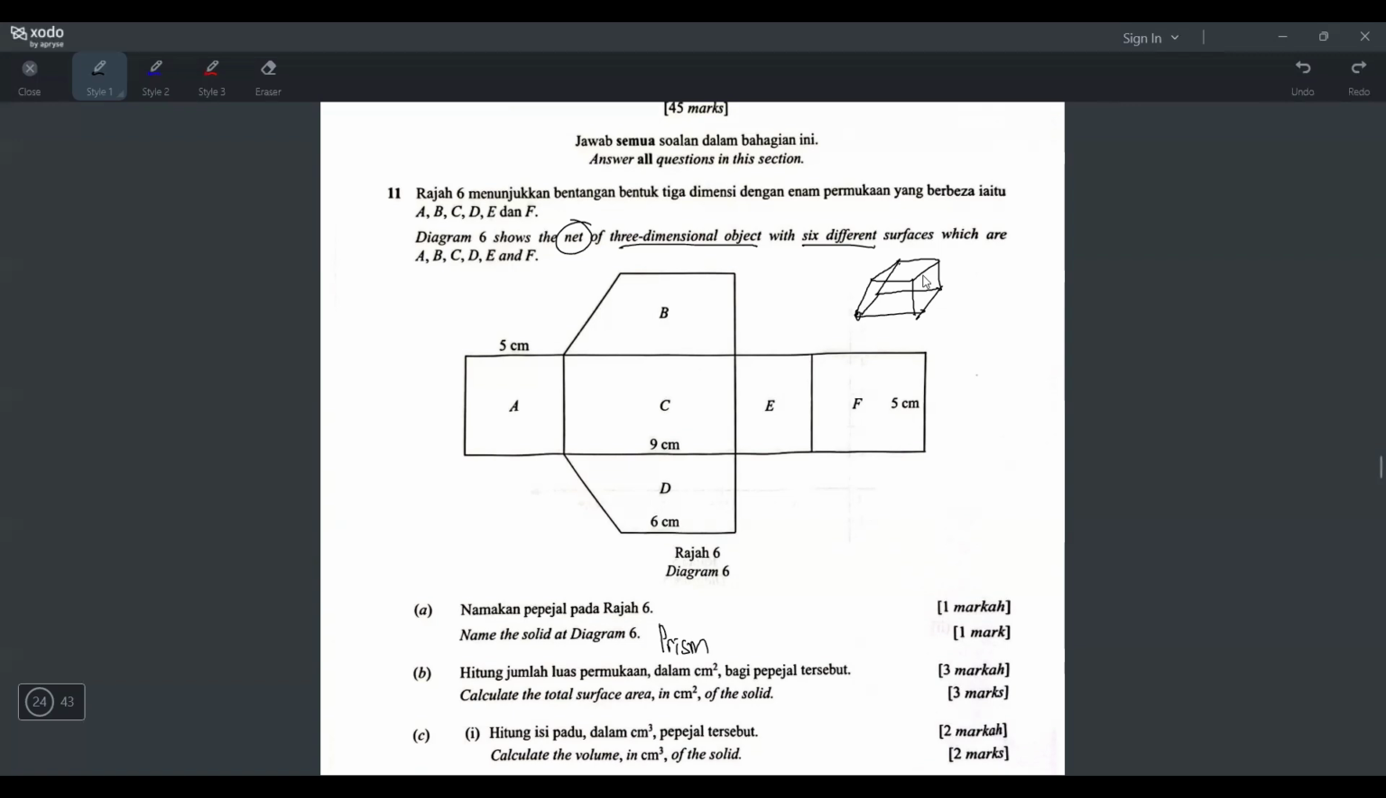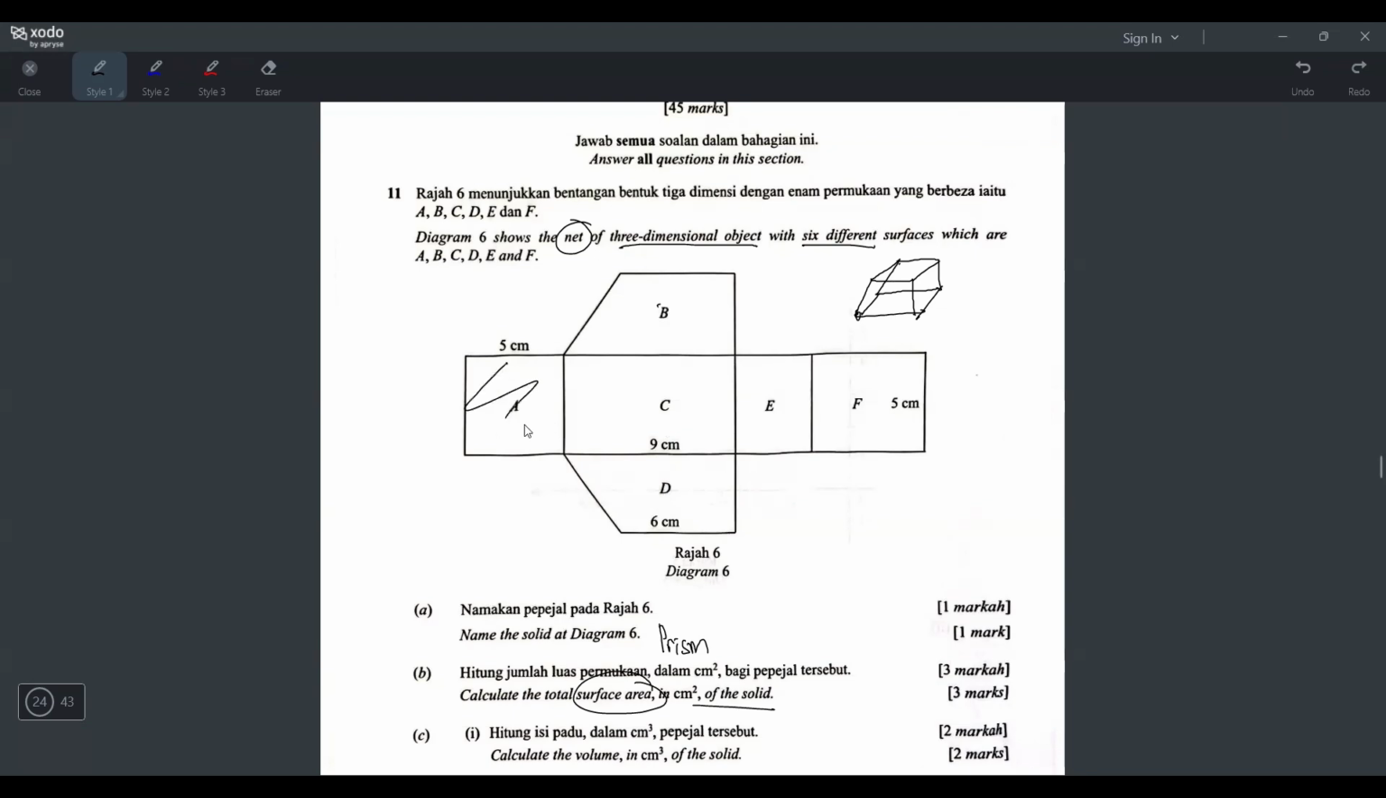Okay. So now let's do B. B, it says calculate the total surface area of the solid. Right. Total surface area means jumlah luas permukaan. It means you find out the area of all the surfaces and then tambah semua. Okay, there will be 6 surfaces, right? But you don't have to imagine it already. They already open up for you. So you just need to find out all the luas for all these, then see already.